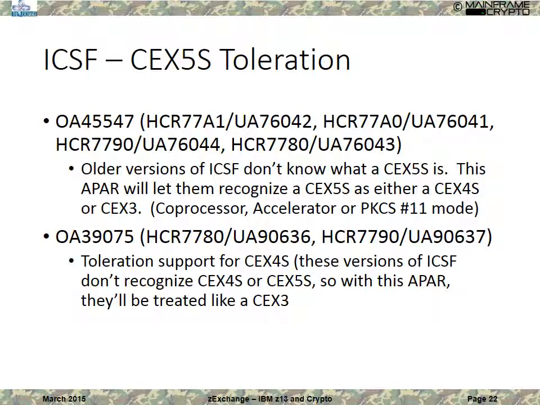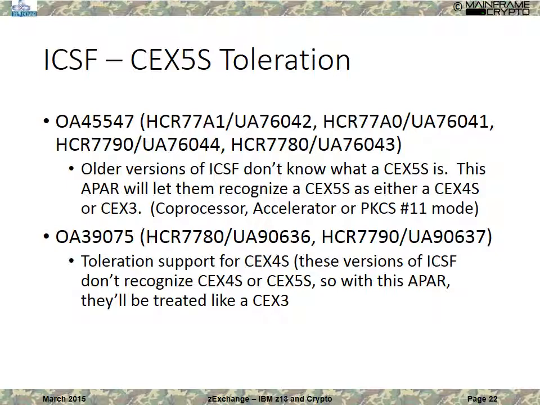So OA45547 provides toleration. When those old versions of ICSF see this new animal, they'll say, oh, okay, we don't know what that is, but we'll just treat it like a Crypto Express 4S or possibly a Crypto Express 3, which takes us to the second APAR, OA39075.